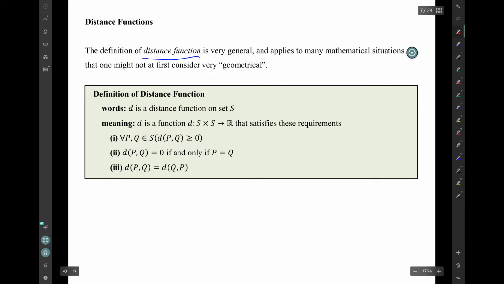Now, the function has to satisfy some requirements. These three. For all p and q in the set S, when you measure the distance, you have to get a result that's greater than or equal to 0. And the only time that you ever get 0 is in the case when those two inputs, p and q, are actually the same. And finally, the distance from p to q is the same as the distance from q to p. That's a requirement for the function d to be qualified to be called a distance function.